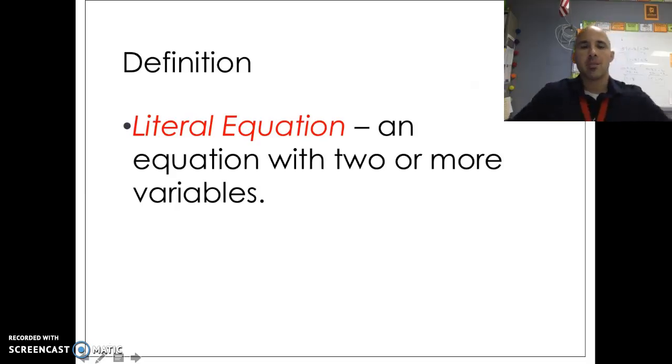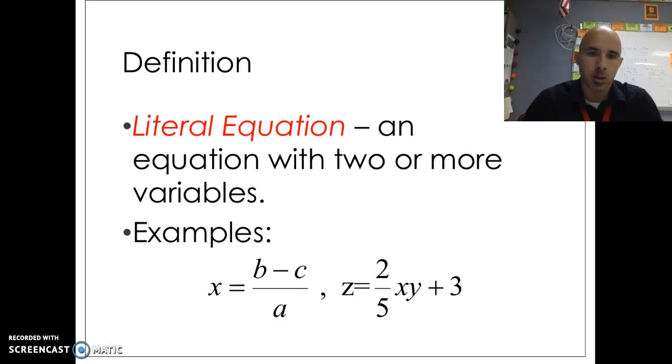All right, the definition of a literal equation. A literal equation is an equation with two or more variables. So on your notes, you want to go ahead and fill in two or more variables. Here's an example, two of them here. Make sure you put this down in your notes. Keep the notes when you're done.